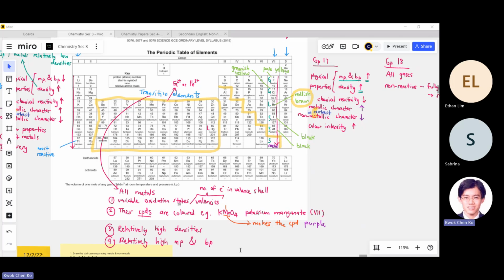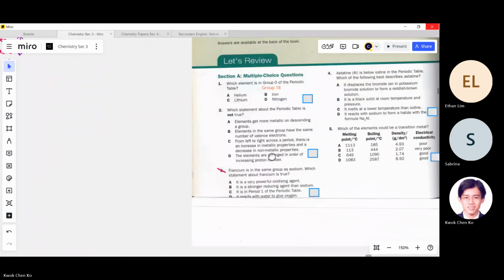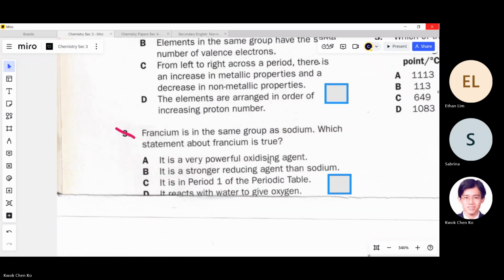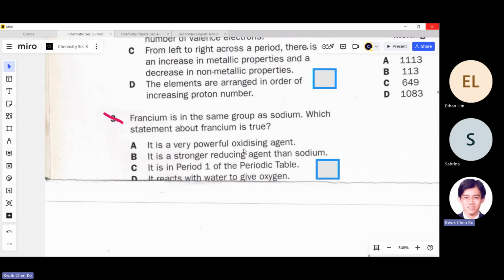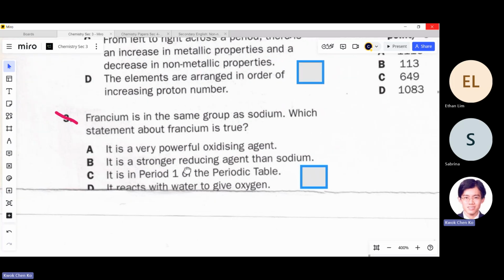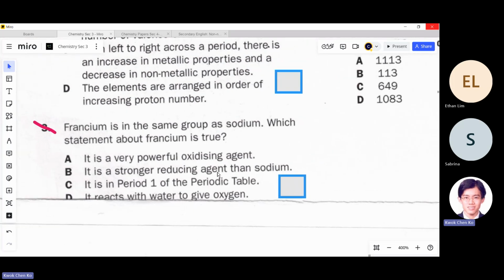Yes, question 3, MCQ. No doubt you haven't really learned about oxidizing agent, but look at the rest then. You haven't learned about reducing agent either. Is it in period 1? No. Does it react with water to give oxygen?